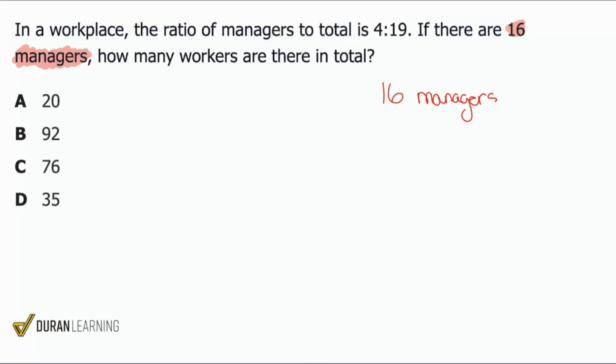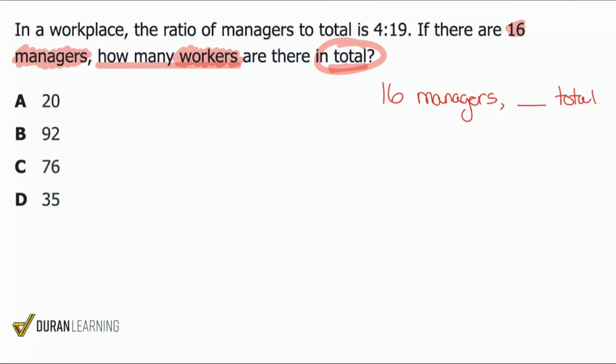And then up next, I noticed that we are looking for how many workers. So right there, I am looking for workers in total. Again, keyword right there. I'll just say 16 managers to blank total workers. So what I'll do next is I will look at the first sentence and see, do I have that same comparison? Do I have the comparison of managers to total? And if not, what do I need to do to get that comparison?